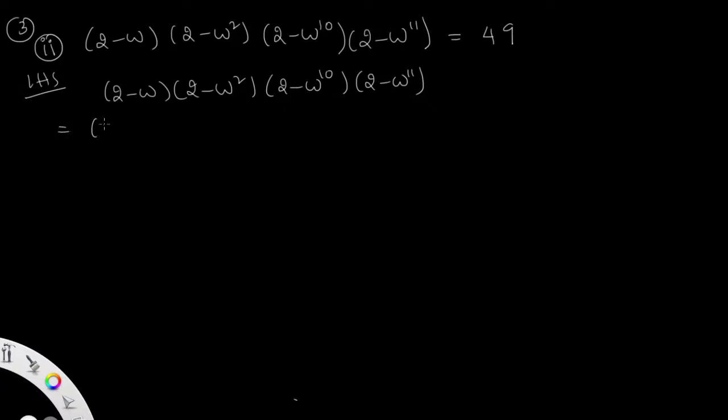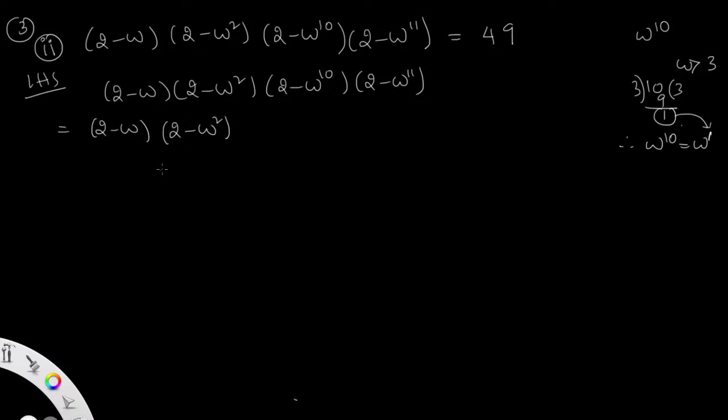So write 2 minus omega and 2 minus omega square, no change in the first two terms. Just omega power 10. Omega power 10 means, what is the shortcut? If the power of omega is greater than 3, then we divide the power by 3, and the remainder is the power of omega. So the remainder is 1. Therefore omega power 10 equals omega power 1, that is nothing but omega. And similarly this becomes omega square.